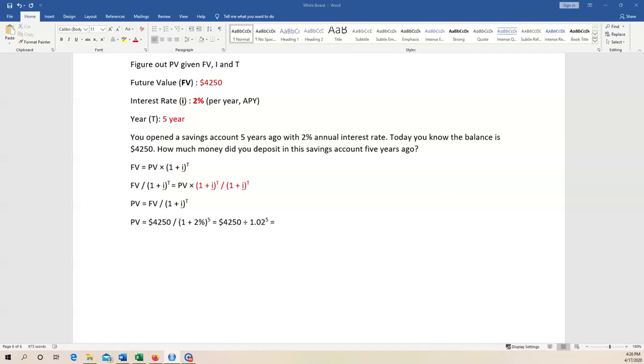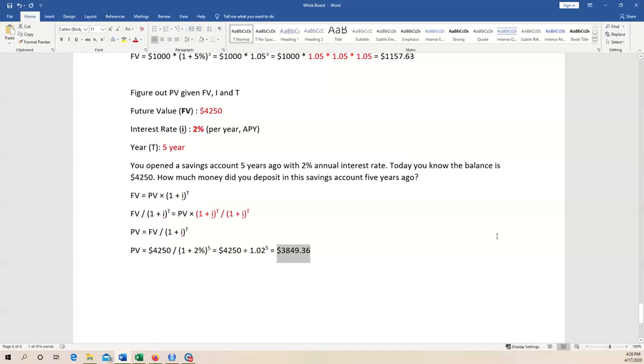And let me figure this out using my calculator. So the answer is $3,849.36. That means 5 years ago, in April 2015, right? You open a savings account at the bank and you have deposited $3,849.36 with 2% annual interest rate. So 5 years later, in April 2020, right? You check your bank account, the balance becomes $4,250. So this is an example. You know future value, you know interest rate, you know time, year, right? You can reverse this process to figure out present value.